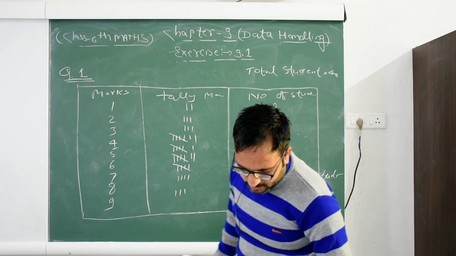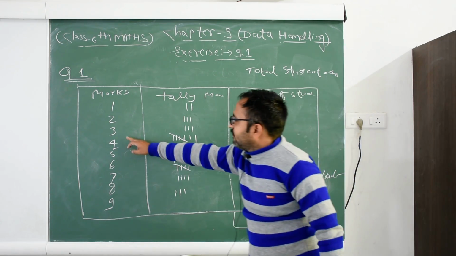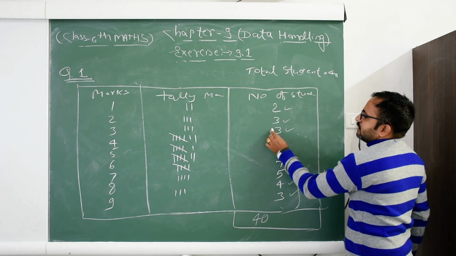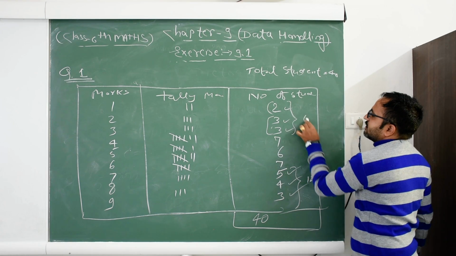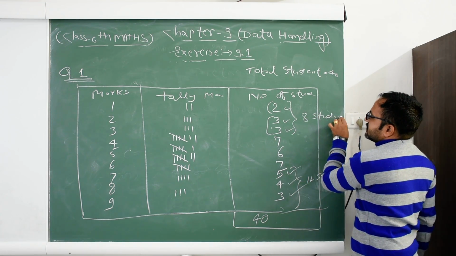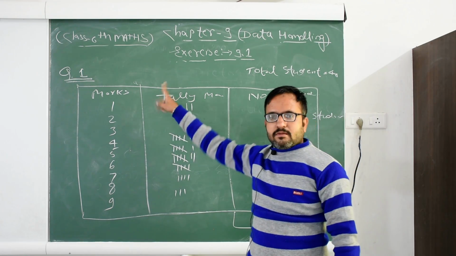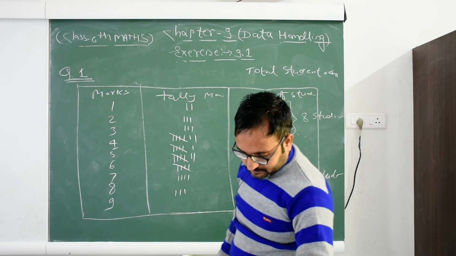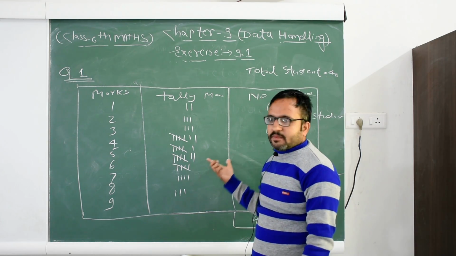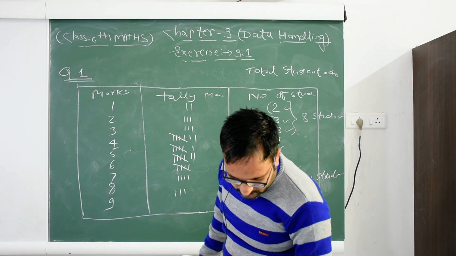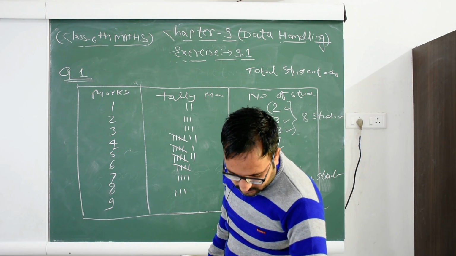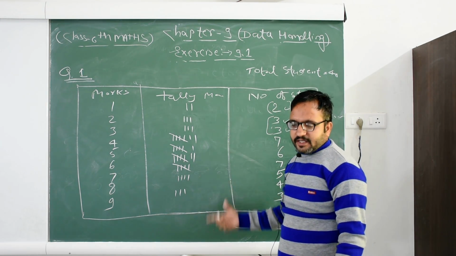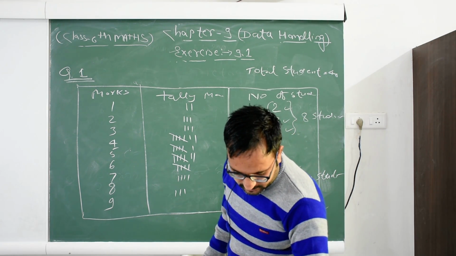How many students obtain marks below 4? Below 4: 1, 2, 3. So how many students? 3 and 3, 6 and 2, 8 students. 8 students get below 4 marks. Okay. So this is your question number 1. Question number 2 and 3 are for your homework. First you prepare this type of table and give a specific answer to the question.